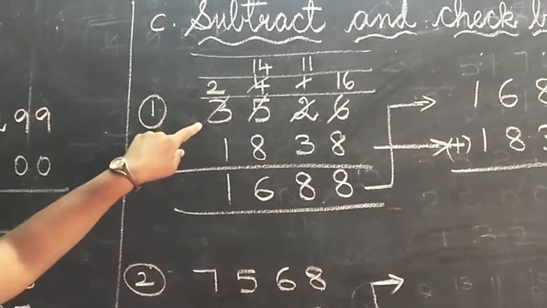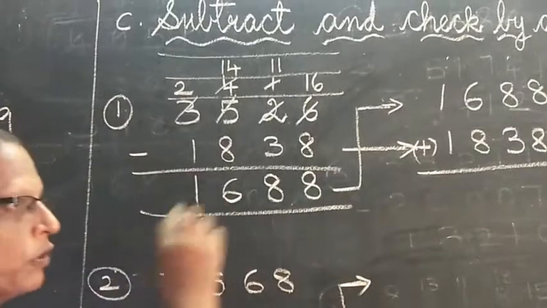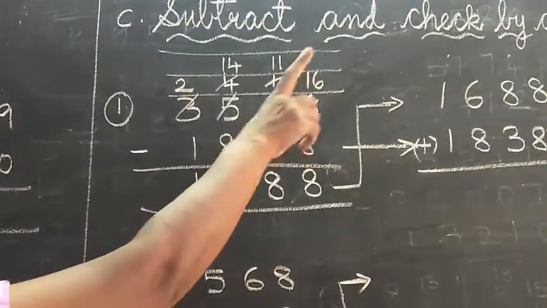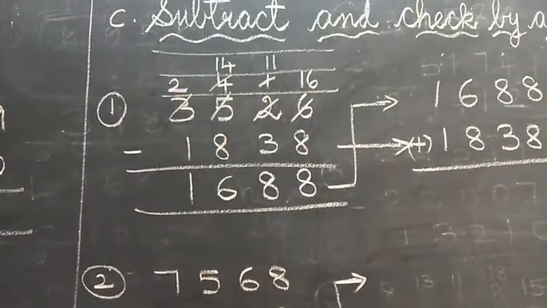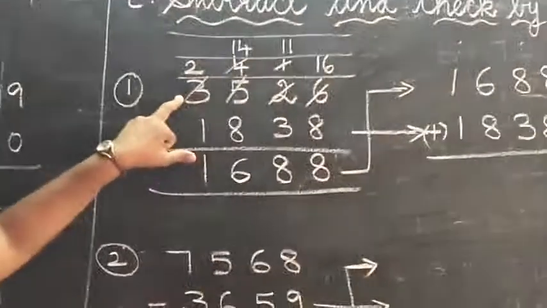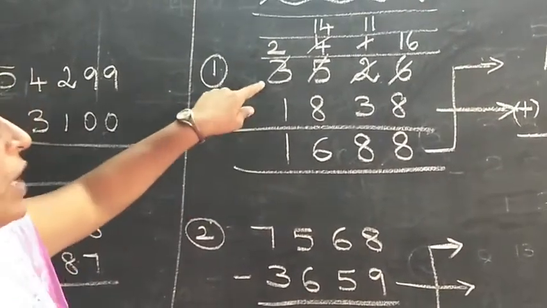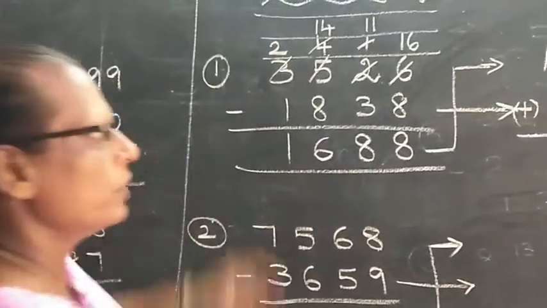Okay children. So you should not simply write it. For that only they have given check by addition. You have to check by addition, which means if you add both the numbers, you have to get this number. Okay children, again I am telling, if you add both the numbers, you have to get this number.